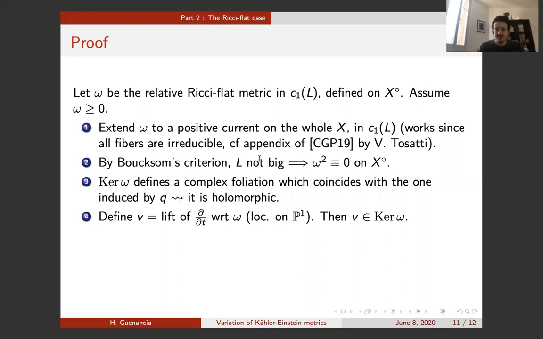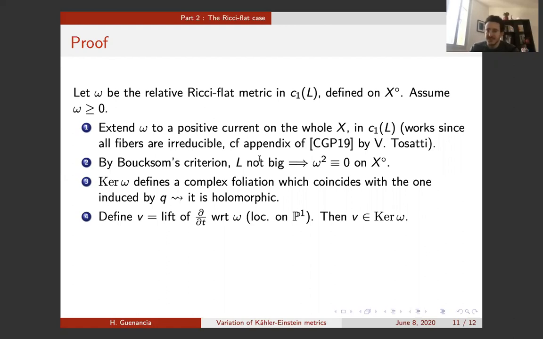Okay, let's use the horizontal lift of d by dt. So I worked locally on P1, and the P1 I consider is the base of the fibration P, the one that really goes down in my diagram. That lift is a smooth vector field defined at least on the smooth locus of my fibration P, and it lifts d by dt. So it's transverse to the fibers.